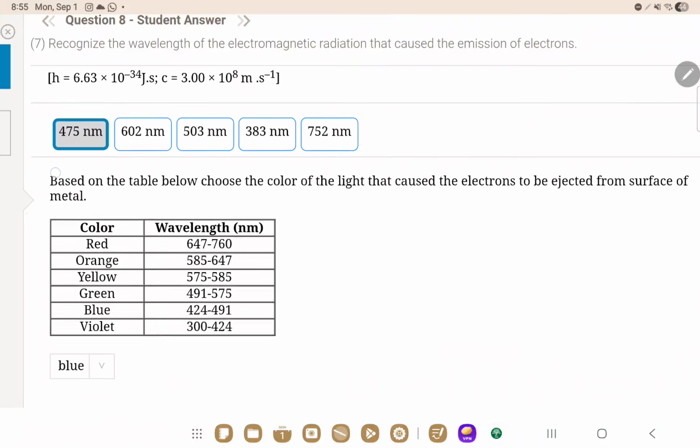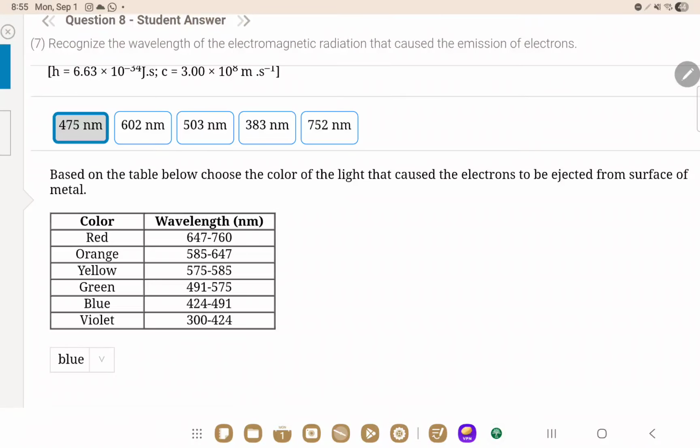So it's 475 nanometers. Now, they also gave us a table of the color of the light and their wavelengths. You need to find what category 475 fits into. For this, you just compare the number. Is 475 between these two numbers? Of course not. Is it between these two numbers? Of course not. These two numbers? No. These two numbers, it starts at 491, so no. Is it between these two numbers? Yes. Is it between these two? No. So it is a blue color because it matches the wavelength of blue.